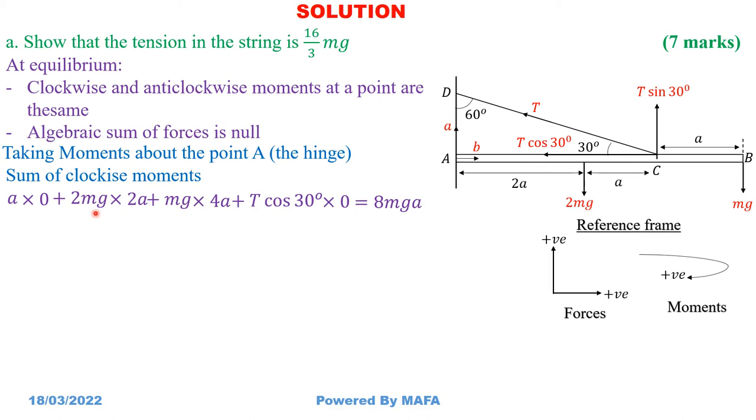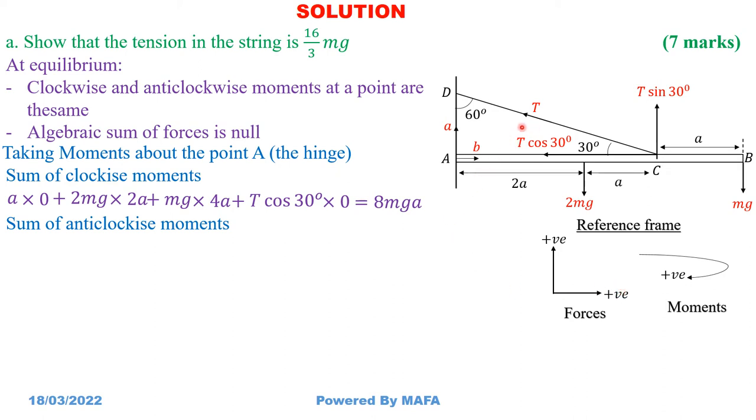Now this will give us 4 mg, this will give us 4 mg, adding we have 8 mg. Definitely this is going to give us 0. Now what about the sum of the anti-clockwise moments? Remember, this is our reference frame. If we are taking this as our clockwise moments, it means that the reverse, that is this other way, is going to be the anti-clockwise moment. So all the moments in that direction are going to be negative.